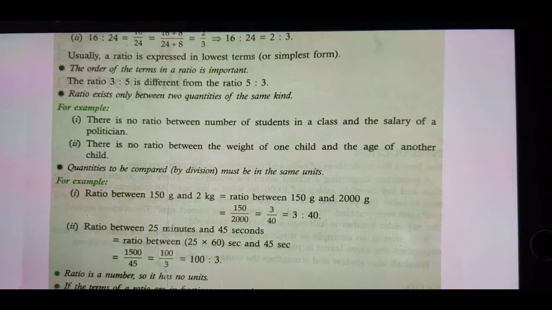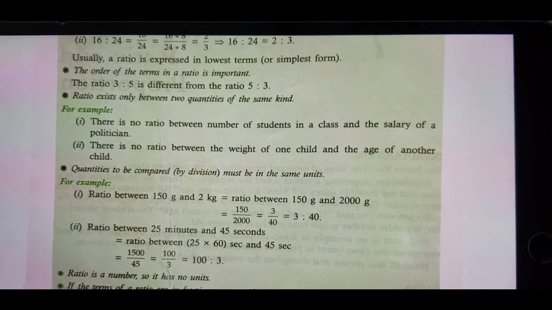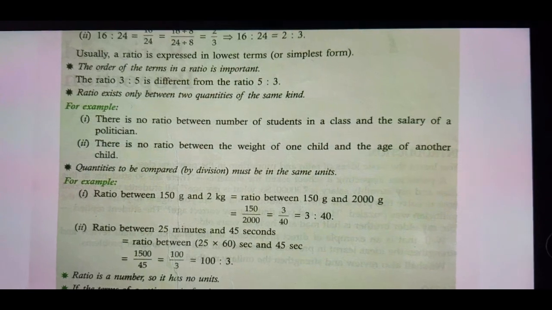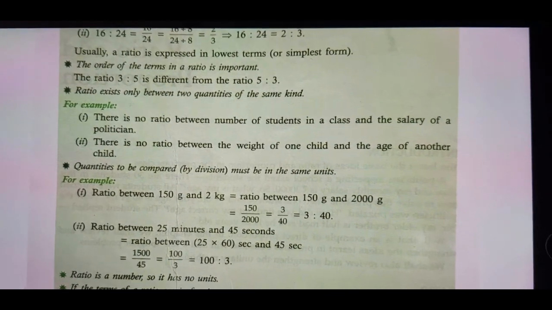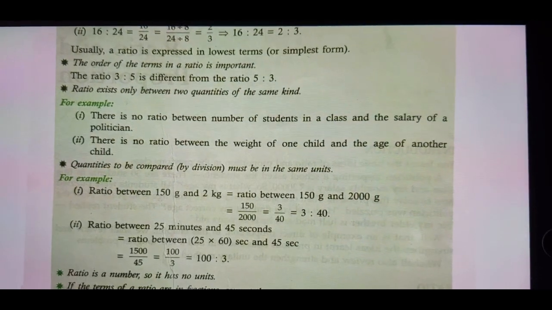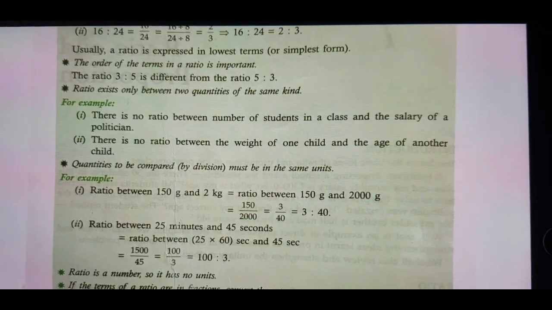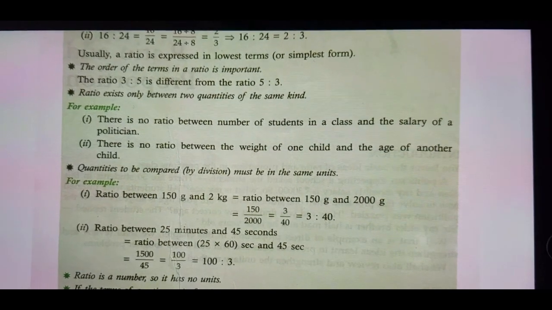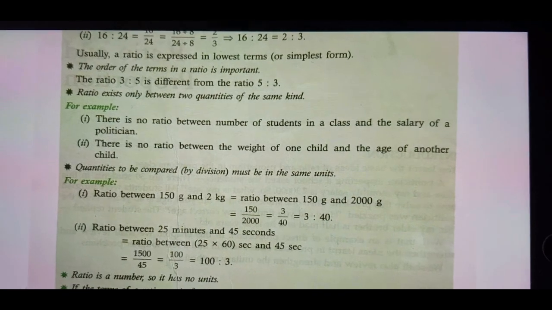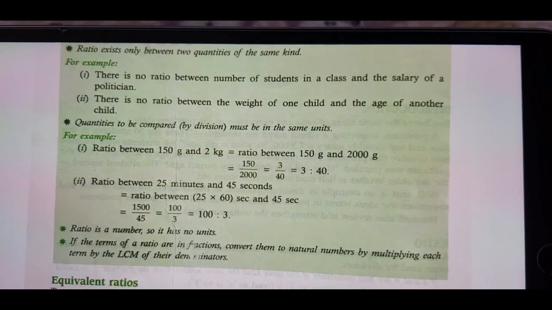Then there is no ratio between the number of students in a class and the salary of a politician. For example, if I have two quantities, say the number of students and a politician's salary, they are of different units, so there cannot be any ratio of it. Or, for example, the ratio between the weight of one child and the age of another child: there is no comparison, or there is no similarity in age and weight. Quantities should be of the same kind and should be compared by division in the same unit.